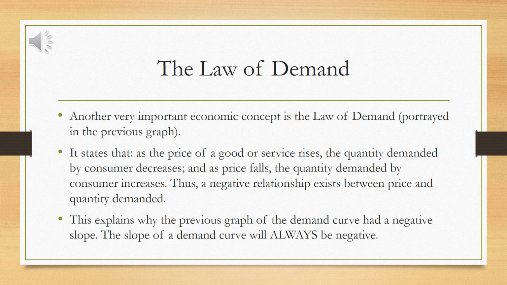Another very important economic concept is the law of demand, which was depicted in the previous graph. It states that as the price of a good or service rises, the quantity demanded by the consumer decreases, and as the price falls, the quantity demanded by the consumer increases. Thus, a negative relationship exists between price and quantity demanded. This explains why the previous graph of the demand curve had a negative slope. The slope of a demand curve will always be negative.